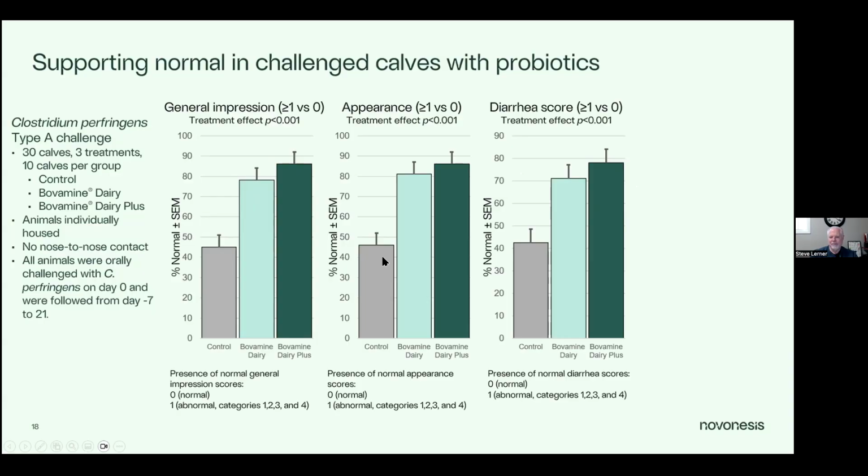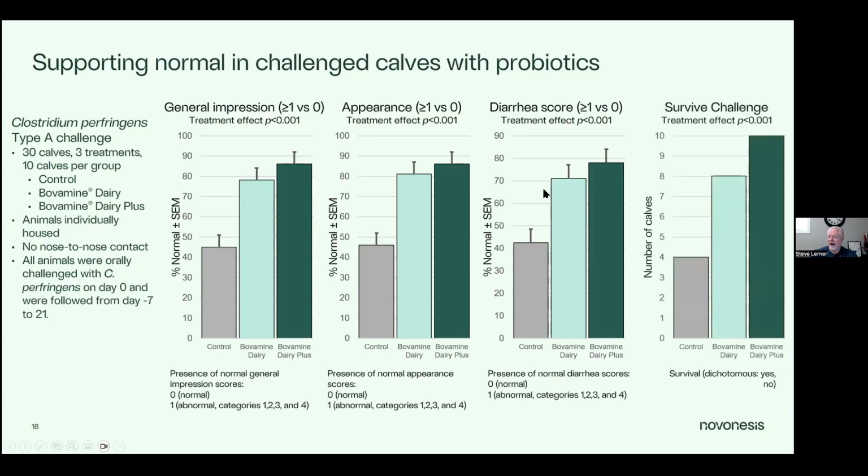Perhaps the most compelling variable in this bioassay was survival. Of the 30 calves, we lost 8 during the course of the trial. This was a fairly challenging dose of Clostridium. In the control group, 6 of the 10 animals perished over the course of the study. In the first probiotic group, Bovamine Dairy, we only lost 2 of the animals.